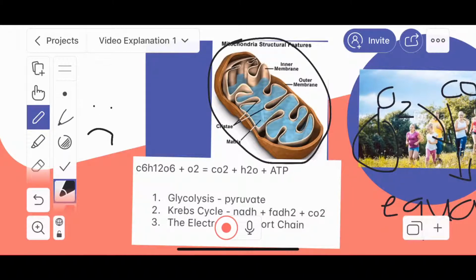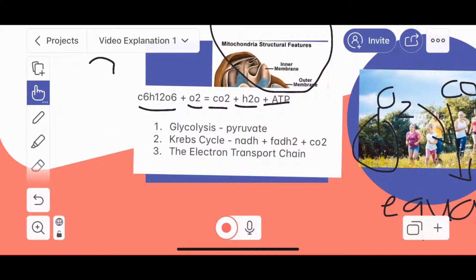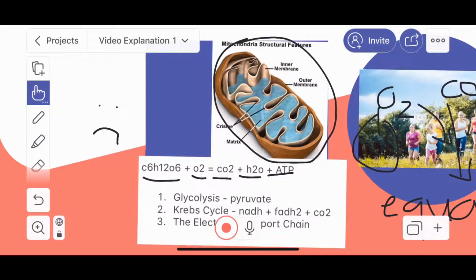First, we have glucose, C6H12O6, which combines with oxygen, O2, and forms carbon dioxide, CO2, water, H2O, and ATP as energy. Next, there are 3 steps to cellular respiration: glycolysis, the Krebs cycle, and the electron transport chain.